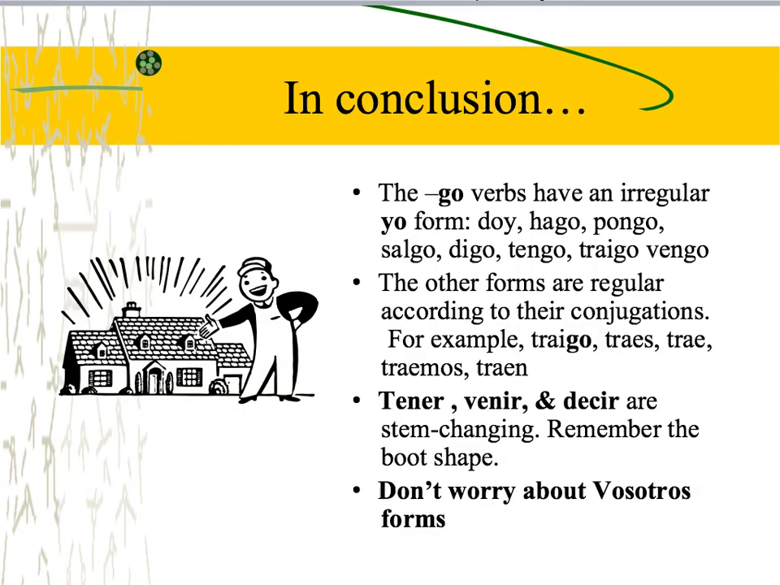Okay, so the conclusion, hopefully you got this from this lesson. Go verbs have irregular yo forms. Yo hago, pongo, salgo, digo, tengo, traigo, vengo. Okay? The other forms of these verbs conjugate according to what kind of verb they are. So if it's an AR verb, then it's going to work like an AR verb. If it's an ER verb, it's going to work like an ER verb. If it's an IR verb, it's going to work like an IR verb. And then lastly, I want you to remember that tener, venir, and decir are stem changing verbs that we looked at today. Okay, think about the boot shape, except for with the crazy yo forms.